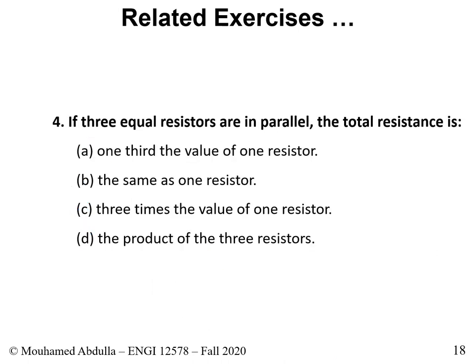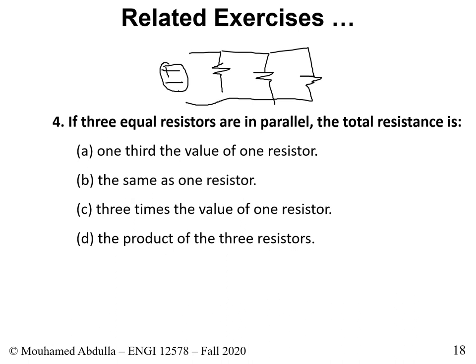Okay. Question number 4. If 3 equal resistors are in parallel, what is the total resistance? So we have 3 resistors. Resistor 1, resistor 2, resistor 3. They are placed in parallel. Let's also put a source. The source is not necessary, but it helps to see what's going on. And we want to know what is RT here between these two nodes, looking at it this way. This is our first resistor, this is our second resistor, and this is our third resistor.